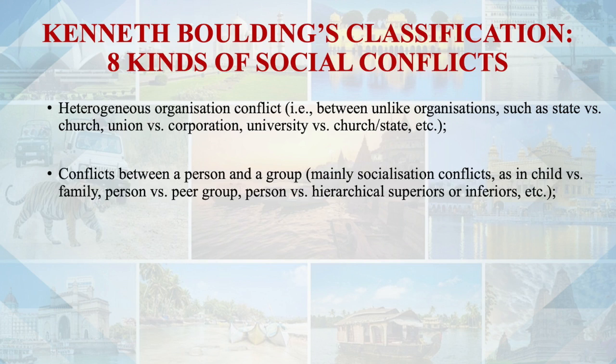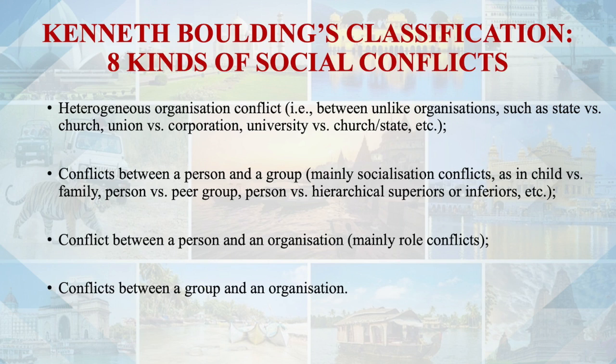Then we have conflict of a person and a group, mainly socialization of conflict: a child versus family, person versus peer group, person with other superiors or inferiors. Then another level of conflict is between person and organization. We can give an example: when there is a conflict of interest between the union of workers and employees versus the management of an organization.